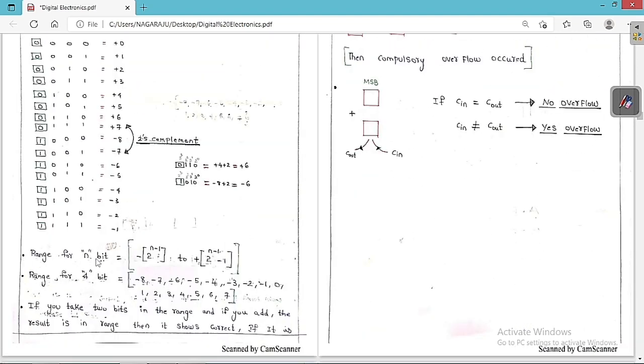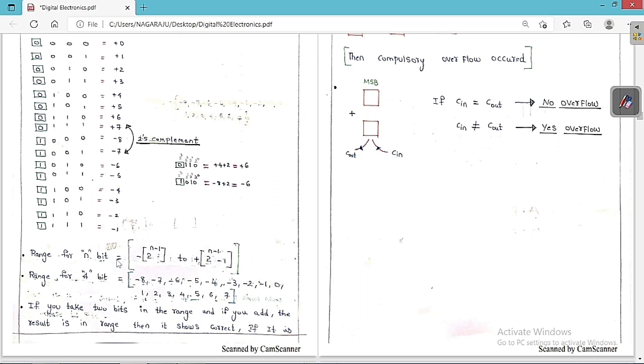Suppose for the range for n bits, what is the range? In the previous case, it was minus 2 to the power of n minus 1, minus 1, to plus 2 to the power of n minus 1, minus 1. But now here in this value we will neglect the minus 1. If you neglect this minus 1, you are going to get this expression, which is minus 2 to the power of n minus 1 to plus 2 to the power of n minus 1, minus 1. Therefore this is the range that we are going to get.